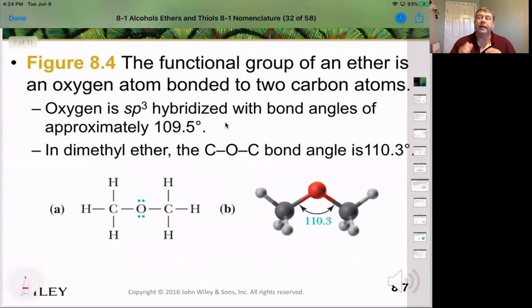Okay, so if we take that hydrogen off and add another carbon bond, so we have a carbon-oxygen-carbon bond, we now have a different functional group, and it's called the ether group, okay? And because the oxygen is still sp3 hybridized, the 2 lone pairs take up space, giving us that bent configuration of approximately 110 degrees.